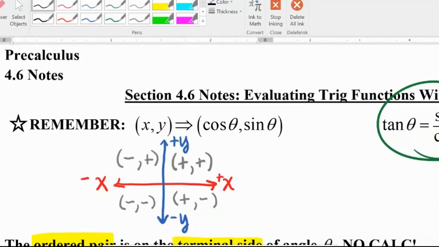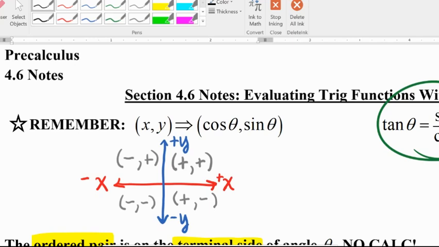Pre-Calc students, welcome to today's lesson on evaluating trig functions without the use of special right triangles. So I want to just remind you guys that any ordered pair on a coordinate plane has value in terms of trig. For example, the x value of an ordered pair is equivalent to the cosine, and the y value is equivalent to the sine of an angle.